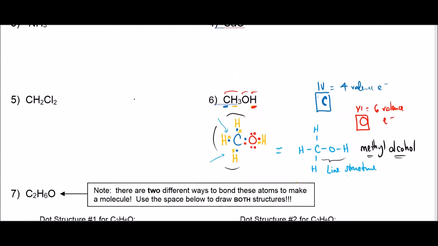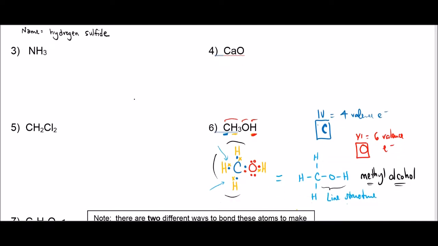Okay, the next one I'm going to do for you is number 4. Number 4 is not a molecule. Number 4 is an ionic substance. Calcium is a metal. Oxygen is a non-metal. You will recall that a metal plus a non-metal makes a salt. Salts are not covalently bonded, they're ionically bonded. Salts do not get dot structures.